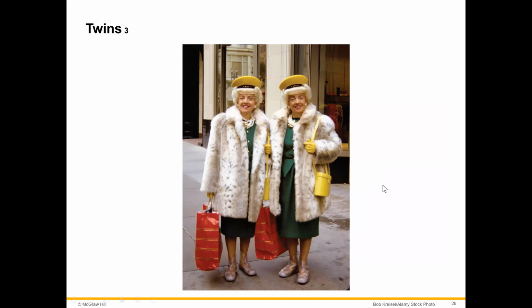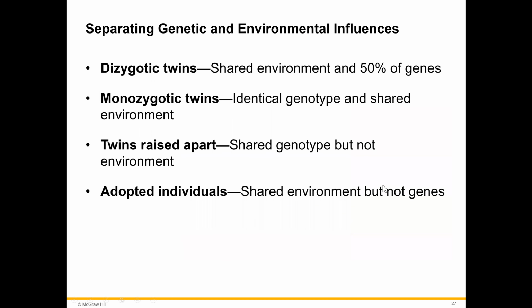Okay, so here's our identical twins. Now what else? What are dizygotic twins? Those share environment and 50% of genes. So that's our fraternal twins. Monozygotic twins have identical genotype and shared environment, right? Twins raised apart share genotype but not environment, and adopted individuals share environment but not genes.